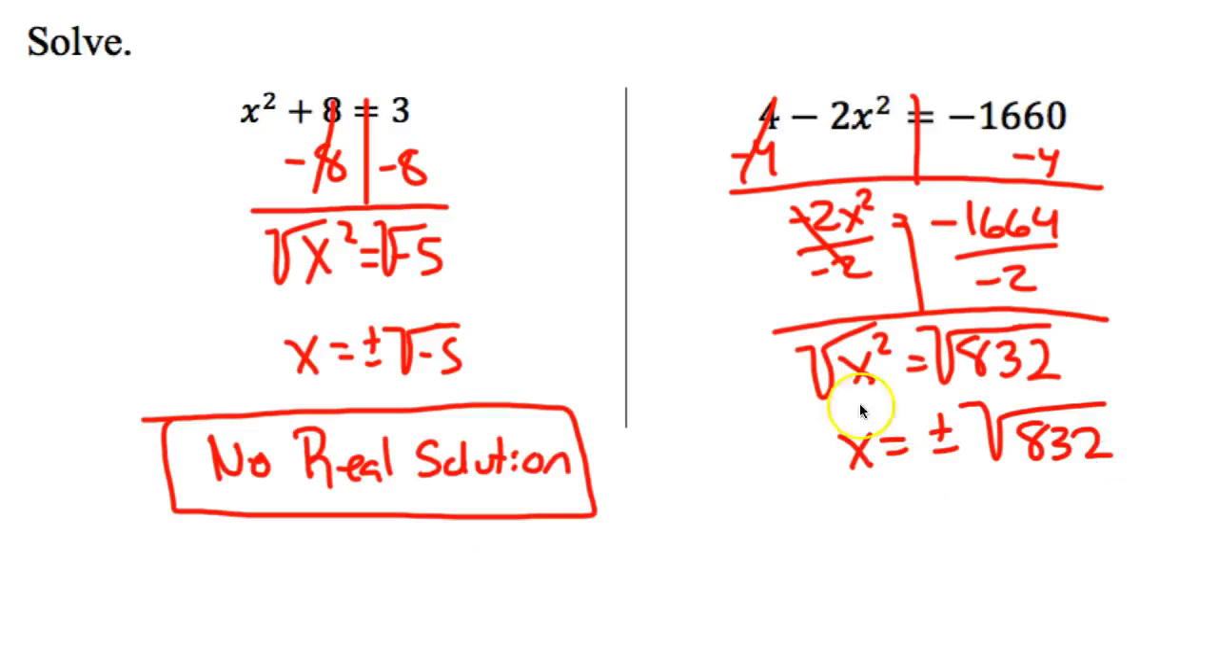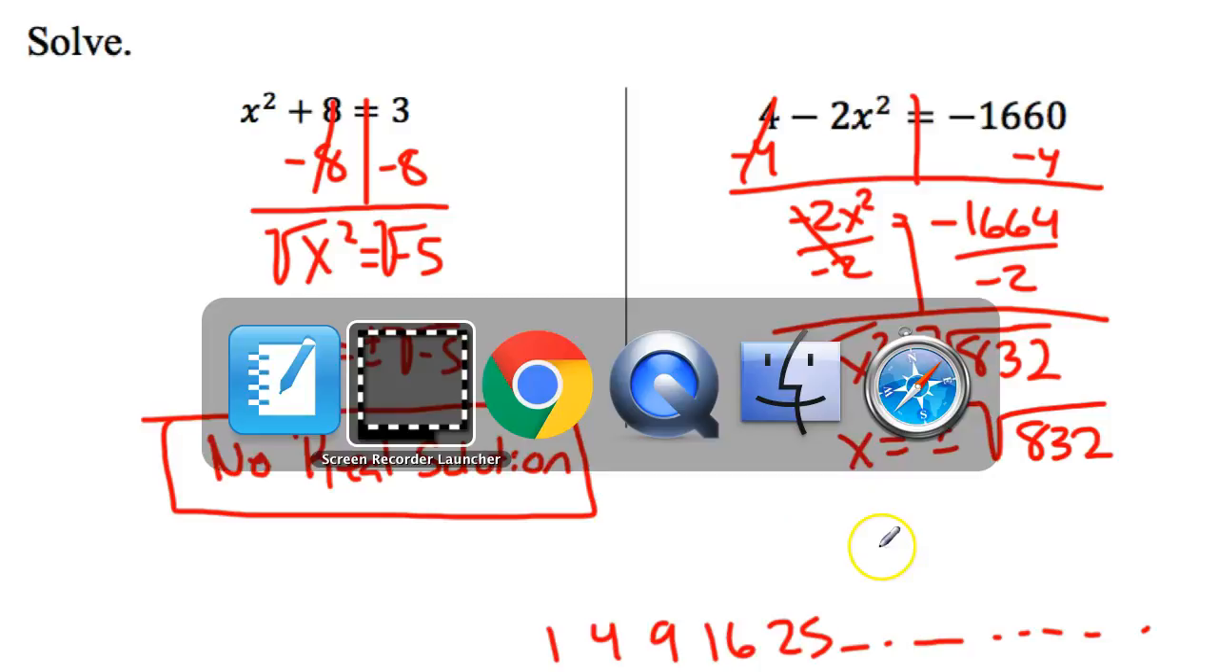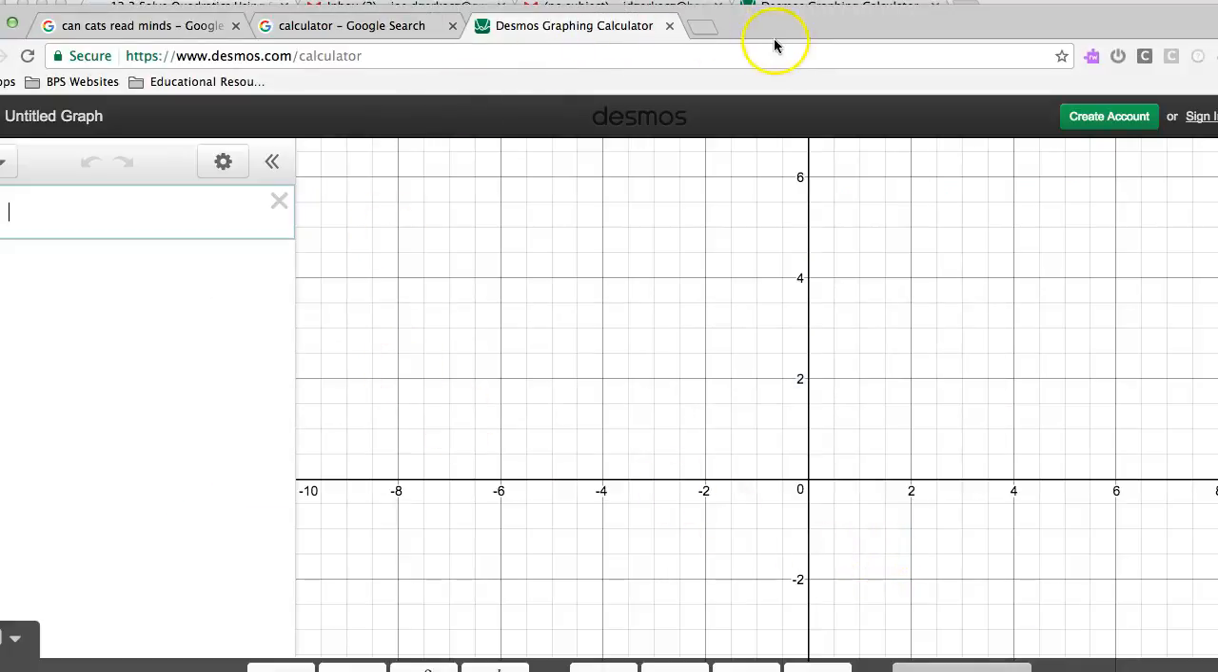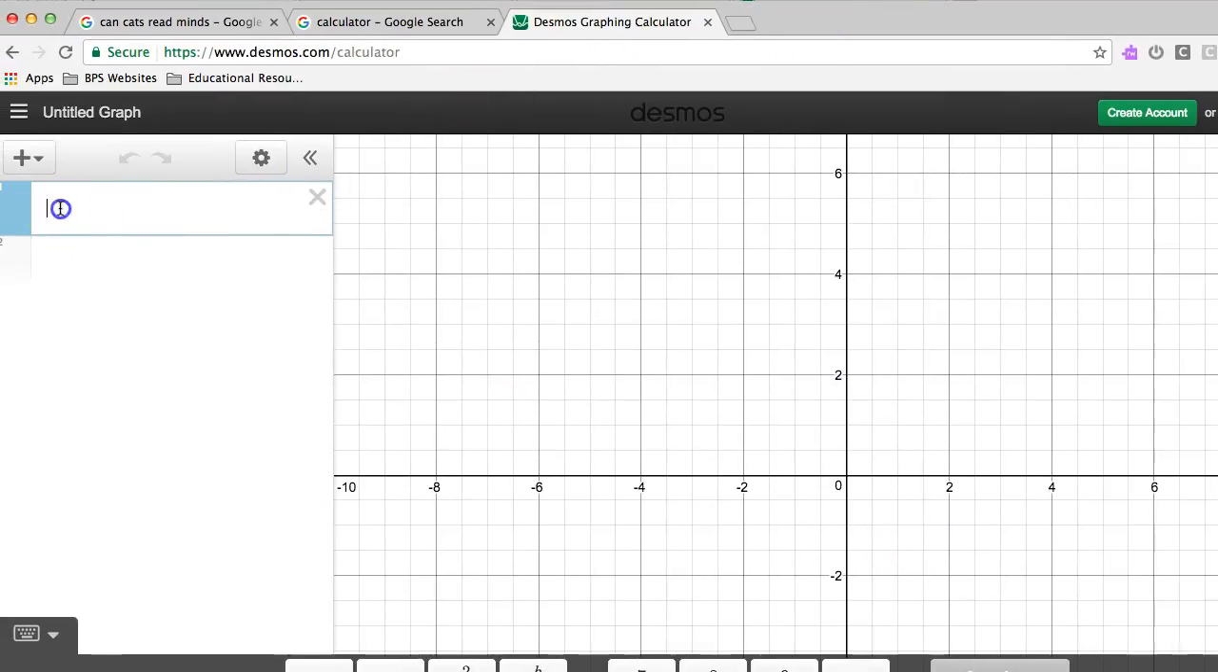Now, if you want to simplify this, we could write the number line down. 1, all the perfect squares, 4, 9, 16, 25. But we'd have to go really far to get 832. So I want to show you something on Desmos that can help you do that. So if I go over to Desmos, I've got my graph. So right here, you can type in whatever you want. If I write y equals 832 divided by x, okay?